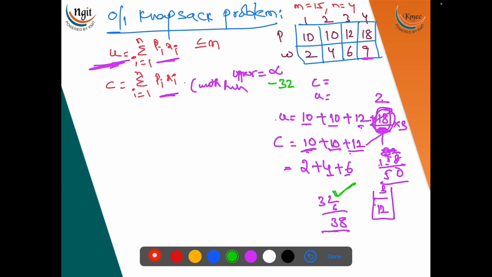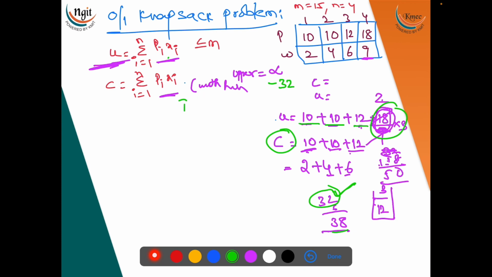This figure you have to take. Why this figure? Because I am not taking the u value with the fraction. So without fraction, what is it? 10 plus 10 plus 12, that is 32. And the c value is what? With the fraction, that's 38.